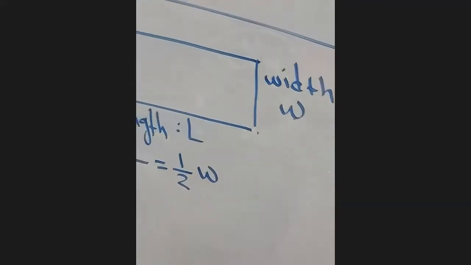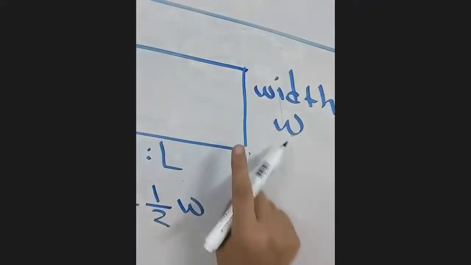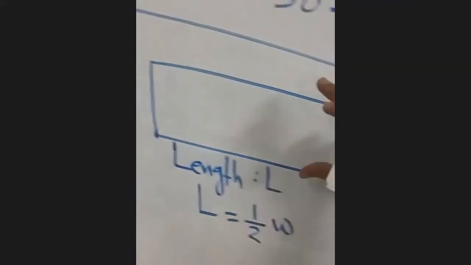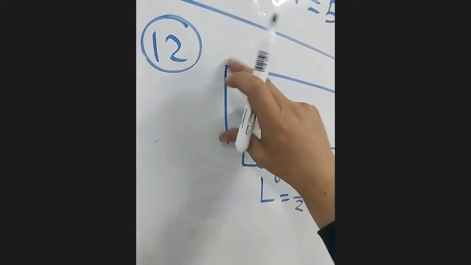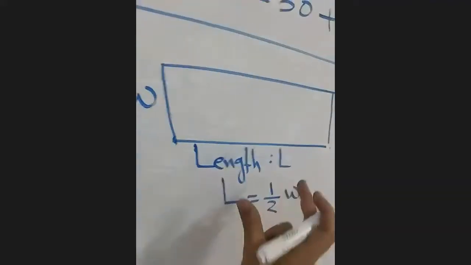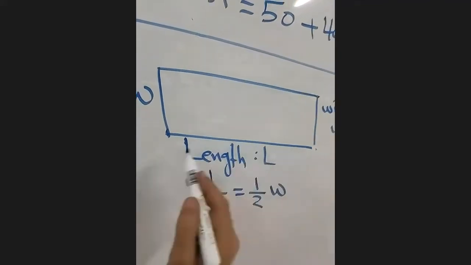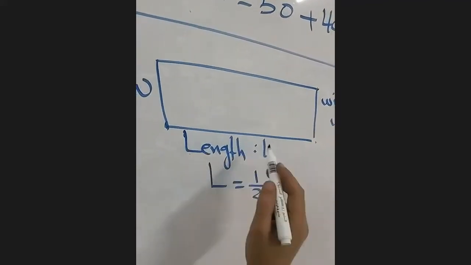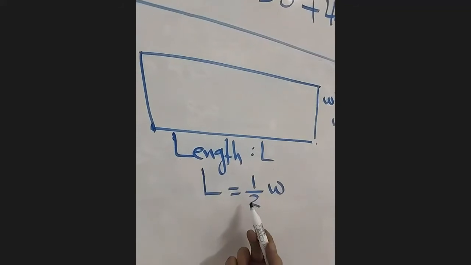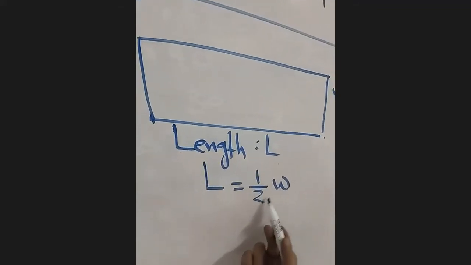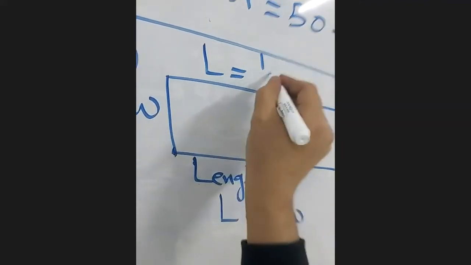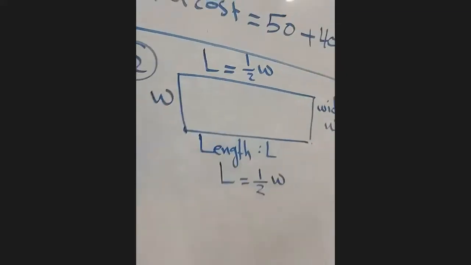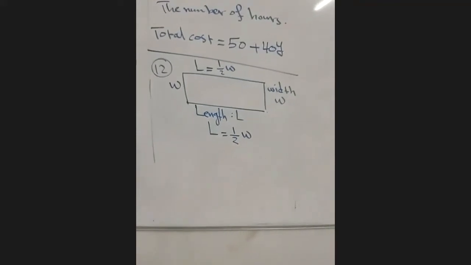Width. W. This is W. If this is W, what should this be? W also. But what's this? Length, L. And the length equals what? Half of W. So here also, the length equals half of W. Got it?